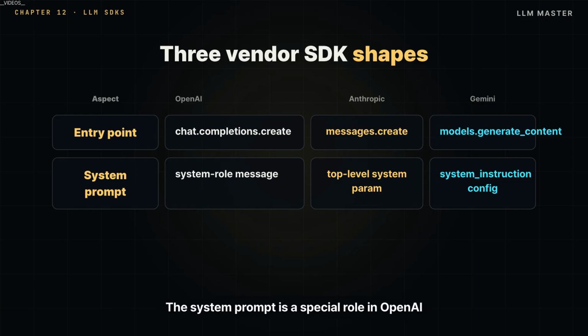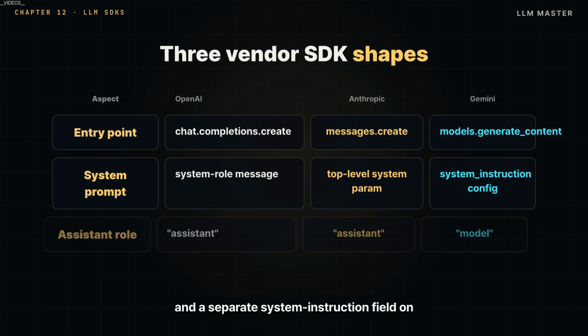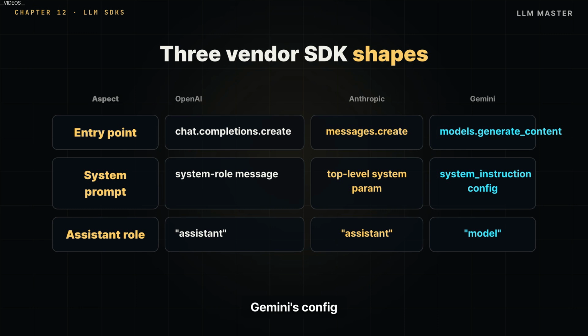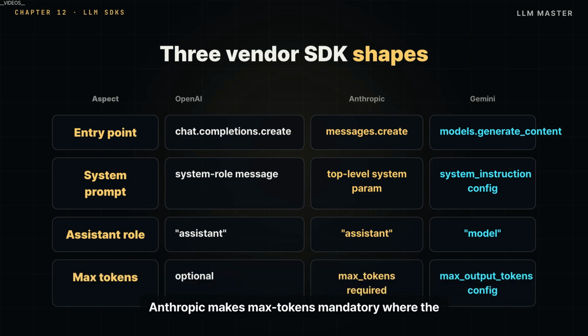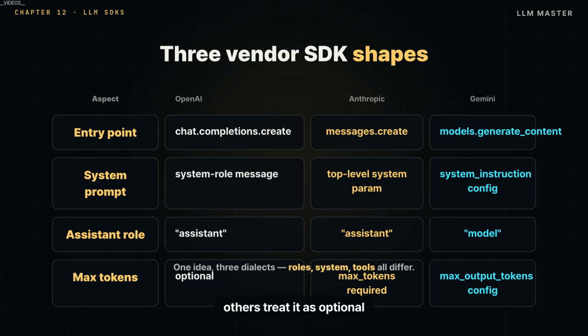The system prompt is a special role in OpenAI, a dedicated top-level parameter in Anthropic, and a separate system instruction field on Gemini's config. The assistant's turn is labeled assistant in two of them and model in Gemini, a tiny naming difference that silently breaks naive porting. Anthropic makes max tokens mandatory, where the others treat it as optional, and tool schemas nest differently in every one.